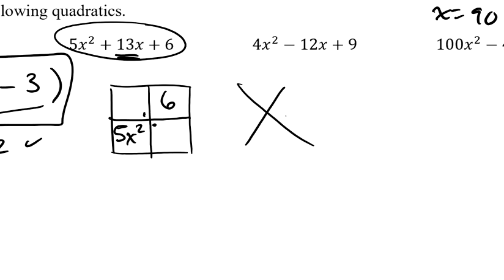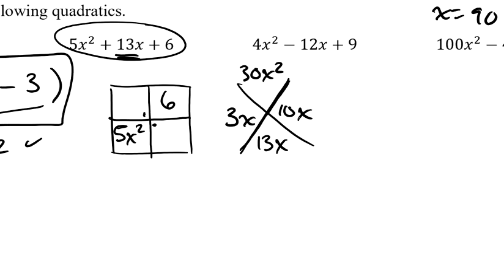One of the things we observed early on is that this diagonal has to have the same product as this diagonal. So that's where our diamond problems come from. 5x squared times 6 is 30x squared, and down below here I have 13x. So I'm looking for factors of 30x squared that add up to 13x, and it's not too difficult to get that, because it turns out that 3 times 10 is 30 and 3 plus 10 is 13. So I'm going with 3x and 10x.